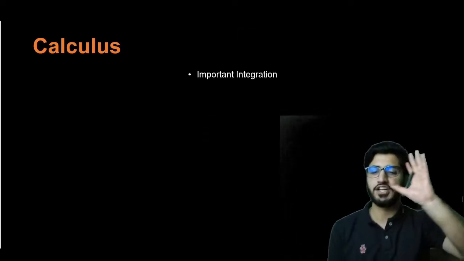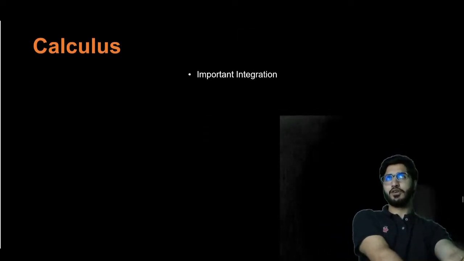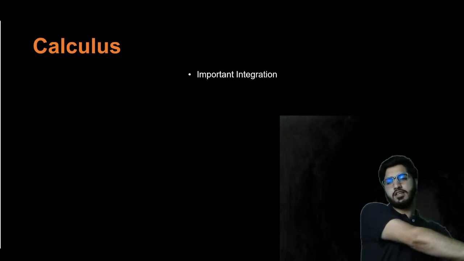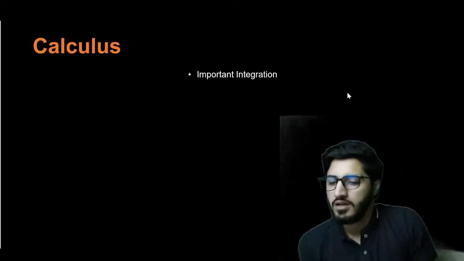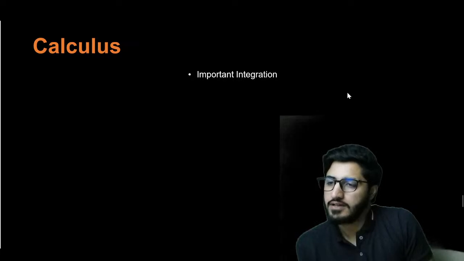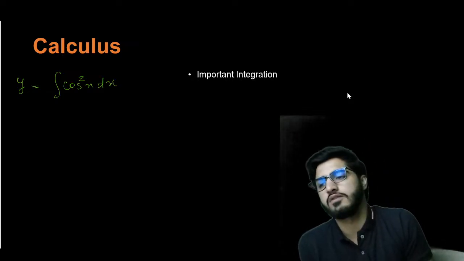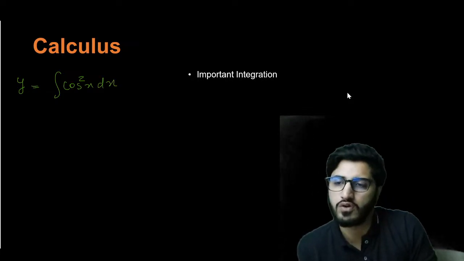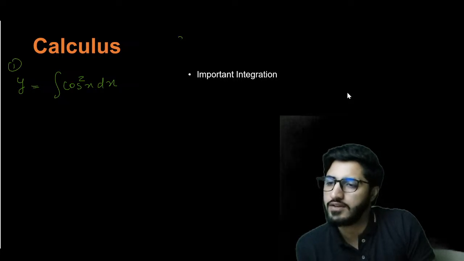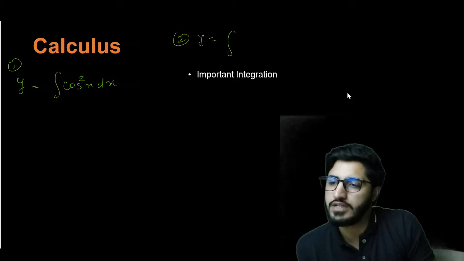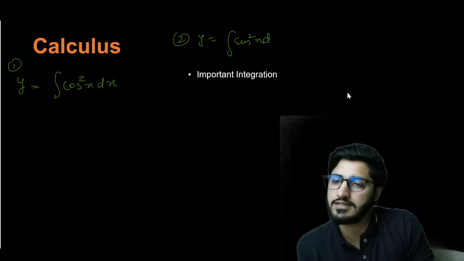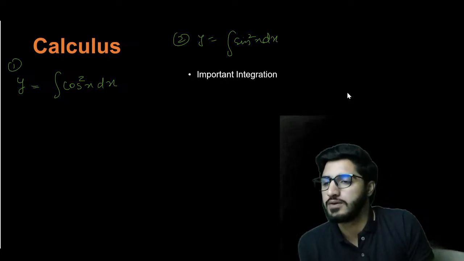Now we are having some important integration parts, very important in 12th. If we are having y equals integration of cos square x dx, I will show you only this one; you have to do the second one by yourself. The second one will be y equals integration of sine square x dx. How can we do it now?